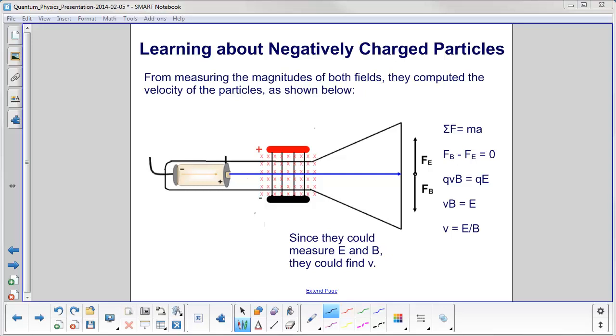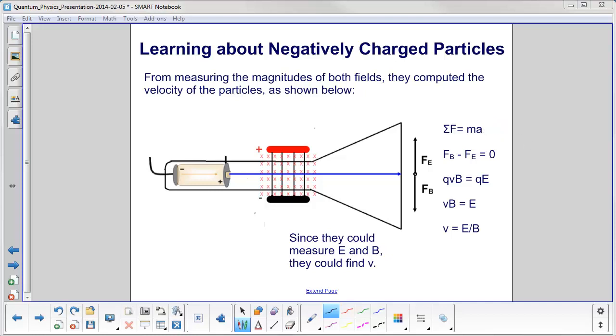What does this get us using the magnetic and electric fields at the same time? If you measure the magnitude of both fields, you can now compute the velocity of the particles. We start here with Newton, way back several hundred years ago. Sum of the forces equals ma.